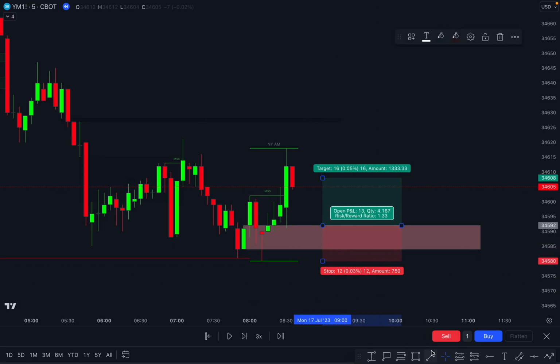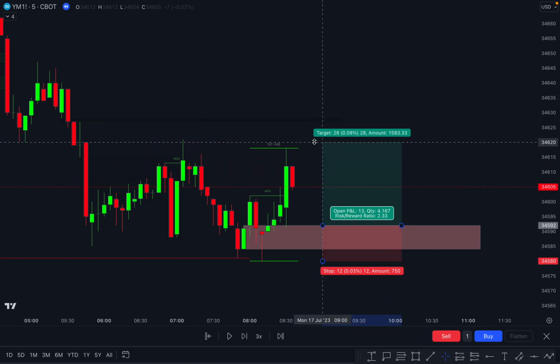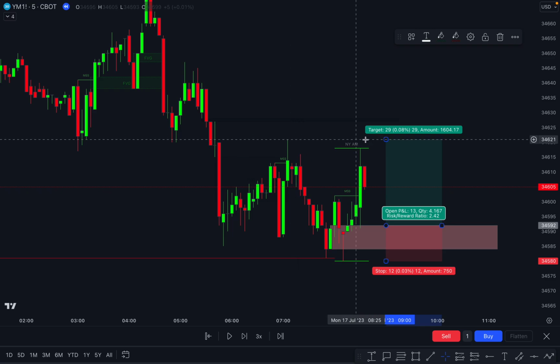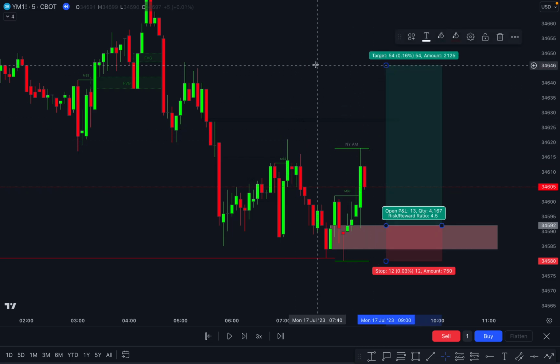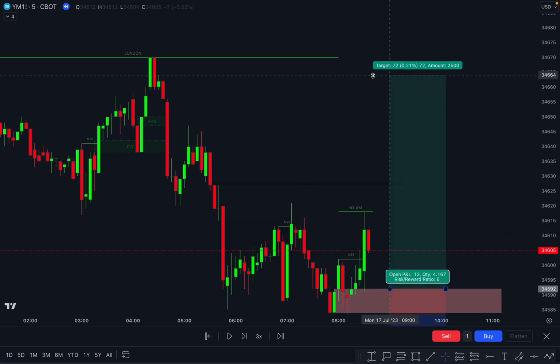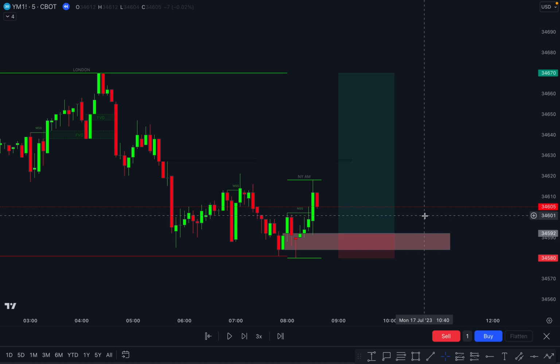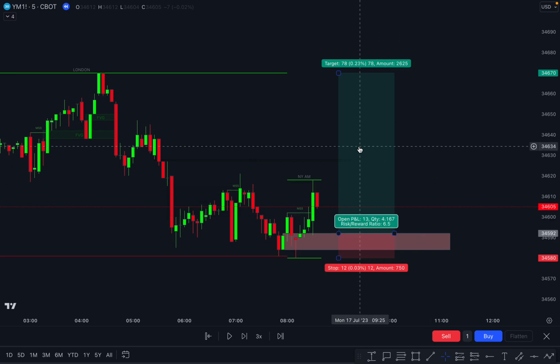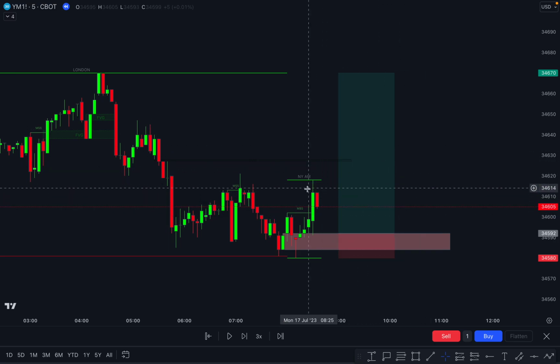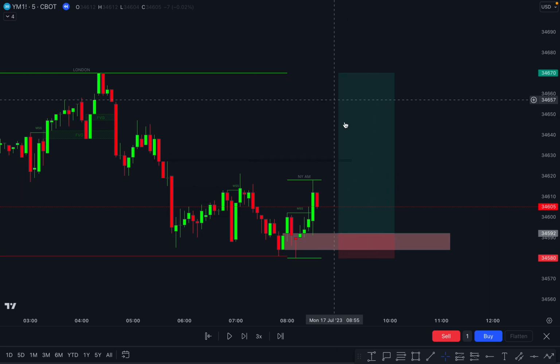Keep it standardized. Put it here, and you can put your target. You can target this swing high here. Actually, it's a relative high. You can target this, or you can target the London high. Up to you. You can take partials. You're not forced into closing the deal right away. You can put one contract here, one contract here, one contract here. And that's how you make money actually.